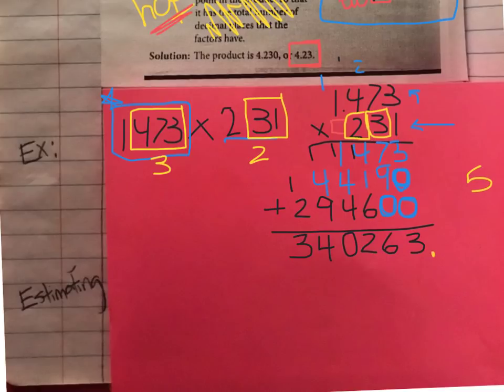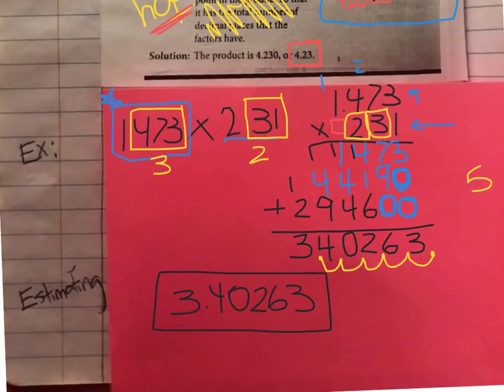So I start with my decimal at the end after the ones place, and now I can do 5. 1, 2, 3, 4, and 5. So my final answer that I'm going to go ahead and rewrite down here is 3.4026. And we box our final answer. And that is it. So we just follow those 3 steps and then we are good to go.